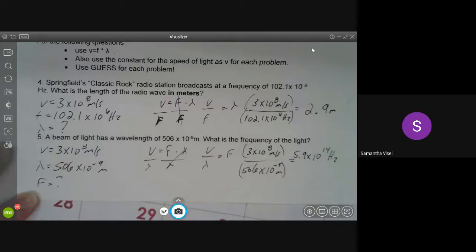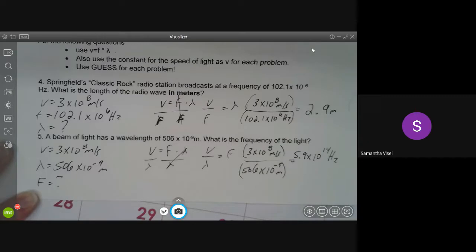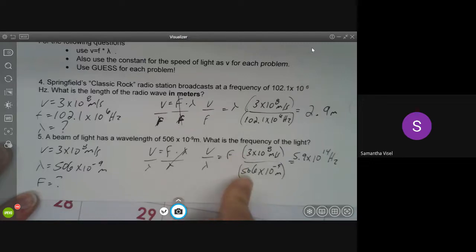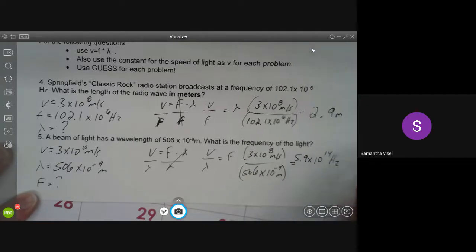We have a beam of light with a wavelength of 506 times 10 to the negative 9th meters, and we want to know the frequency of the light. Speed's always on top. We're going to end up always with lambda or f on the bottom here. So in this case, divide both sides by lambda to give me lambda at the bottom to equal frequency. Speed of light over the wavelength gives me 5.9 times 10 to the 14th hertz.